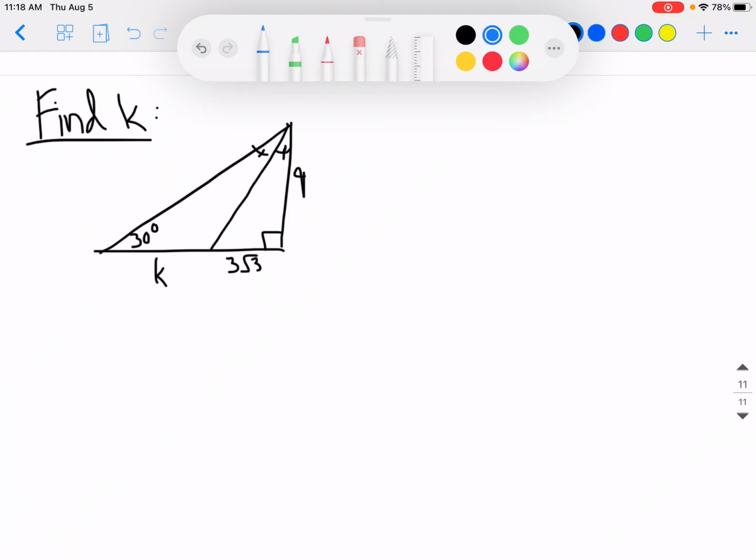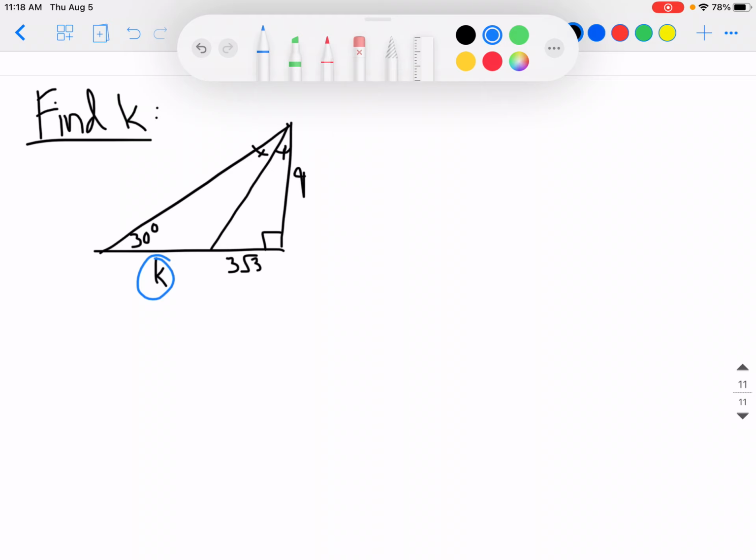Hello and welcome to this video where we're going to use properties of similar triangles and angle bisectors to solve some problems. Now what we're going to do here in this one is try to find out what K is. This is a very interesting problem because we've got a lot going on and we have a lot of ways we can sift through it.